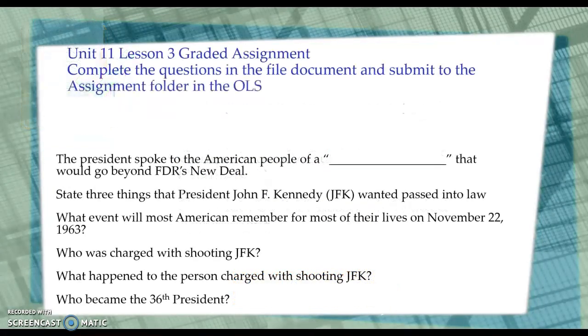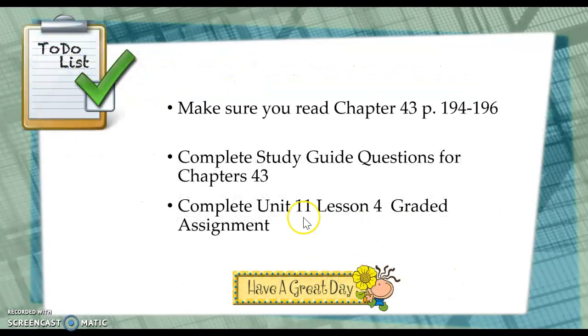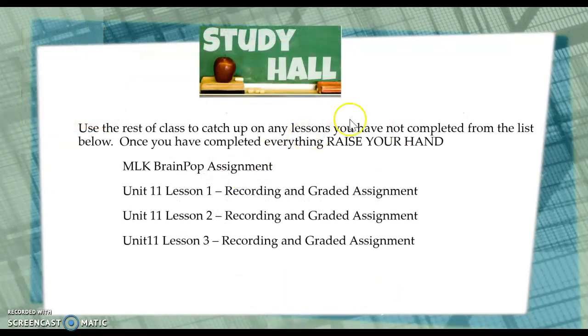I think I have the wrong numbers here. Yeah, I have the wrong numbers. It's Unit 11, Lesson 4. My fault. That's wrong. So, Chapter 43, Unit 11, Lesson 4, graded assignment. Okay? If you get that done and you have some extra time before your next class, this is not right. This is not right at all. Ignore what I just said. Ignore what Mrs. Love just said.